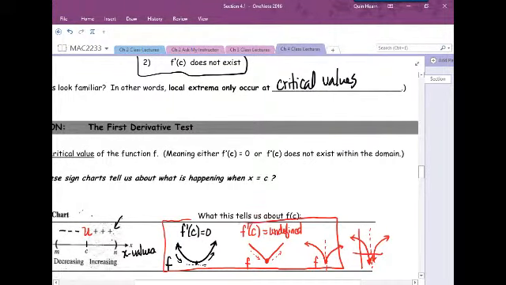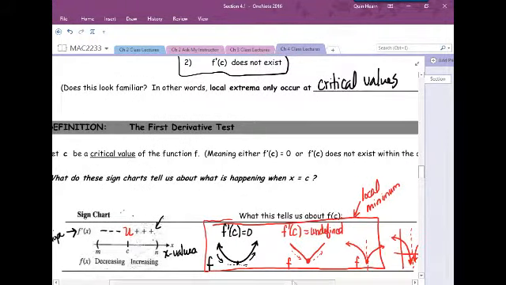Okay, so in this case, we would not have a relative minimum. But in each of these cases, we would have a local minimum. You'll hear me say local minimum and relative minimum because different textbooks use different terminology. But here you'll have a local minimum.